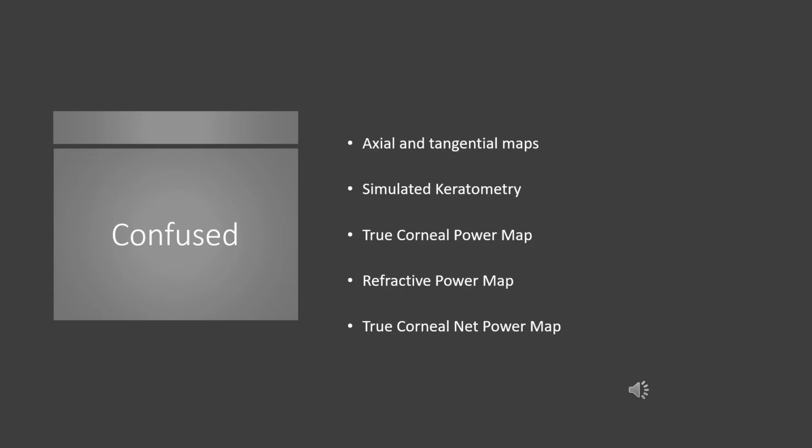But however, there's a challenge again with these machines, with the tomographers. Though they are based on the rotating principles, yet they generate a lot of maps. They generate the axial map or the sagittal maps. They also generate the tangential maps. They generate the simulated keratometry maps. They also have a variety of maps like true corneal power map, refractive power map, true corneal net power map. So which of these maps should we take into account for the myopic Lasik patients?